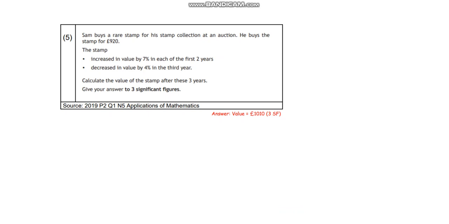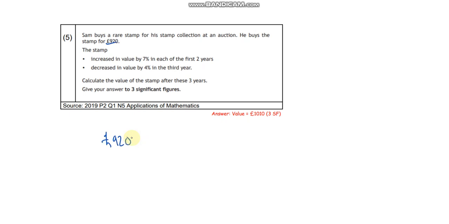And last little question on this video. So Sam buys a rare stamp. What do they call it? Is it philatelist? I can't remember the name for a stamp collector. Sam buys a rare stamp for his stamp collection at an auction. He buys a stamp for £920. Okay, so we've got £920 is the price, the amount.